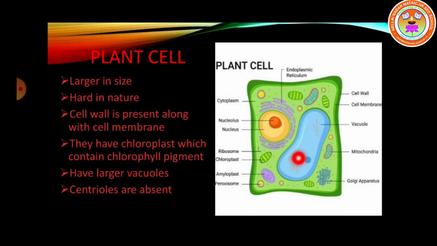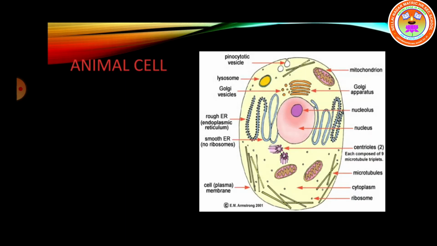So normally in plant cells, the vacuoles are bigger in size, and here centrioles are absent. The centriole is a structure which is present only in the animal cell. Is it clear, children? Next, we will move on to the animal cells. So this is the structure of an animal cell.